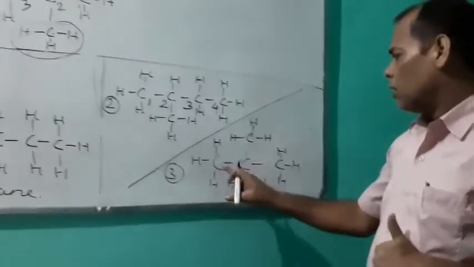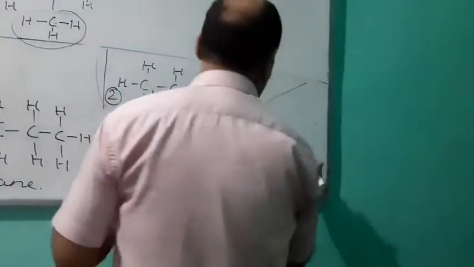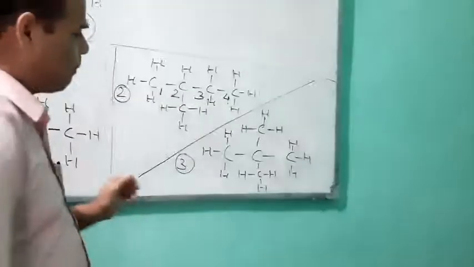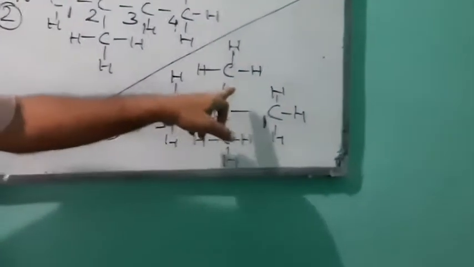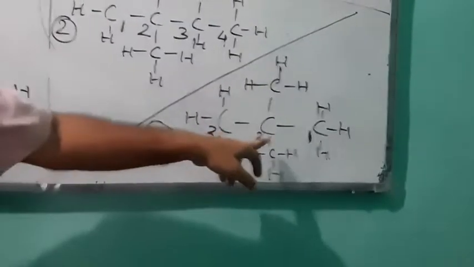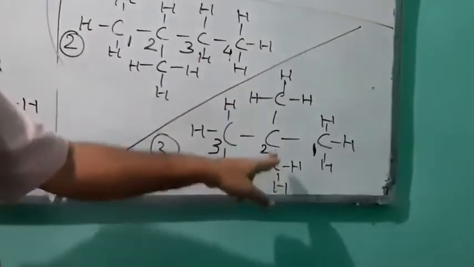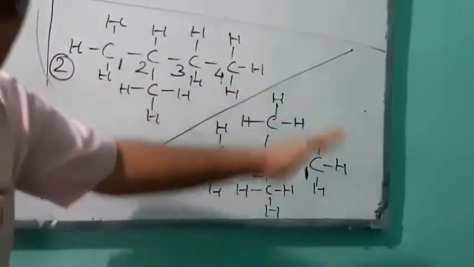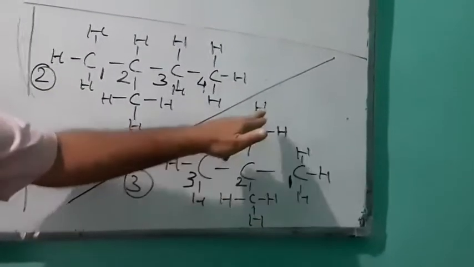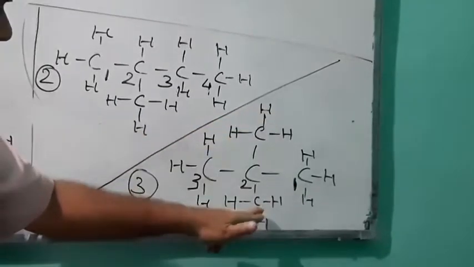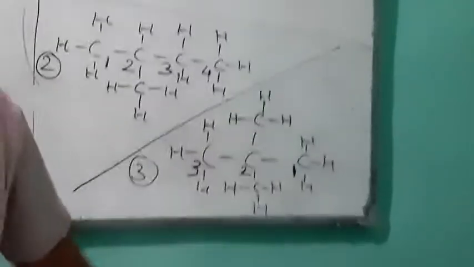Okay. Now if you count either from left to right or right to left, 1, 2, 3, you see at the second carbon there are two branches, one above and another one below. At the second carbon, above is a CH3 group and below is also a CH3 group.